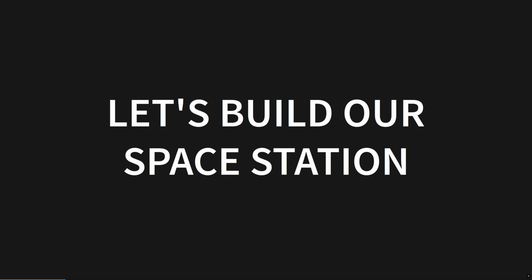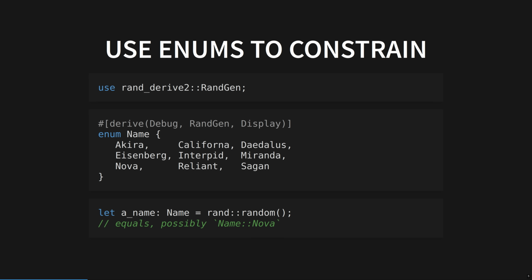Let's build our space station. We start off naming our satellite. The debug trait allows for printing the struct in a programmer-friendly format, which saves a lot of time while you're prototyping. RandGen is part of the RandDerive2 crate, allowing us to randomize our structure's data. Our satellite is going to be named one of these names. I could have used a string here, but that doesn't allow the type system to give us any superpowers. For instance, I could use the rand crate to generate a random string, but it would just be a bunch of random characters, not what we're looking for.